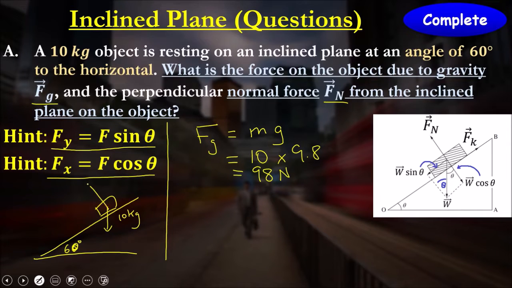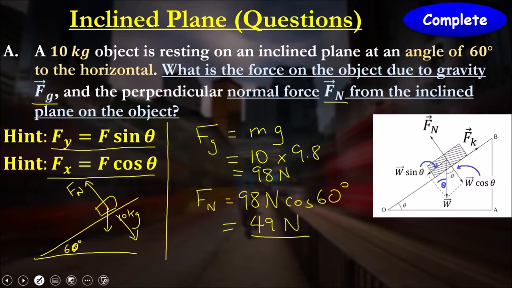That's pretty straightforward. We know that the normal force is the cos component of the weight force. So the normal force is the cos component. So cos 60. And this would be equal to, if I just get my calculator out, 49 newtons.